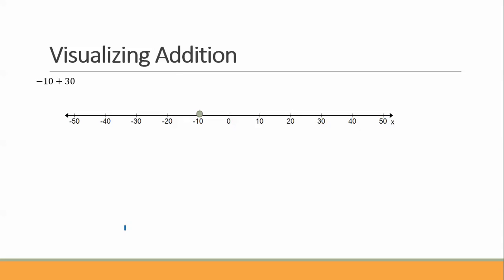Now remember, when we used our number lines before, we didn't have to use increments of 1 every single time. So this time, we're going to use increments of 10, because we have negative 10 plus 30. They're both multiples of 10, so we'll use negative 10 plus 10, 20, 30, leaves us at 20. So negative 10 plus 30 is equal to 20.